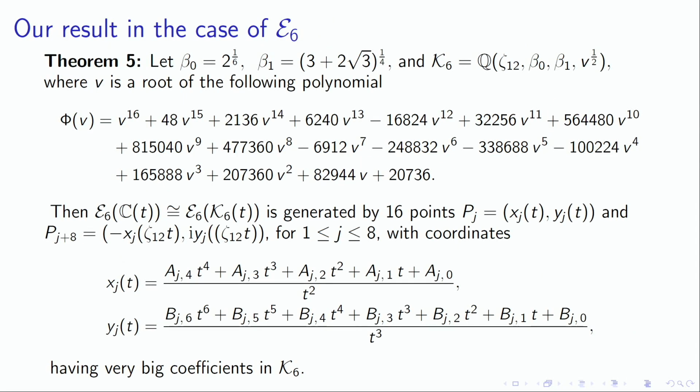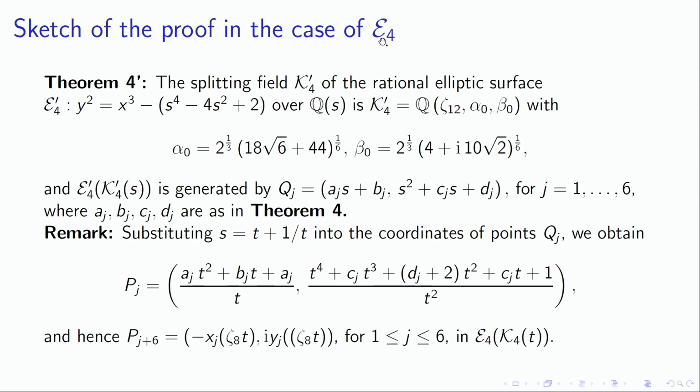In the case n equals 6, if we let beta 0 and beta 1 denote these complex numbers, we have the splitting field generated by this, where V is a root of this polynomial. And we have this isomorphism and the 16 points, Pj and Pj plus 8, which have these coordinates. The coefficients are very big. I didn't include them in the slides.